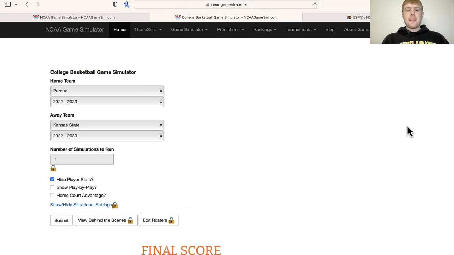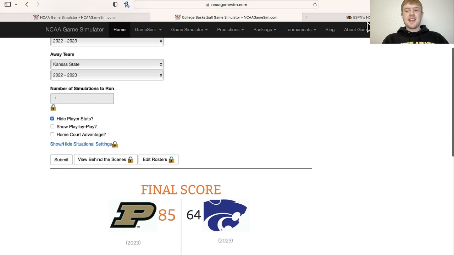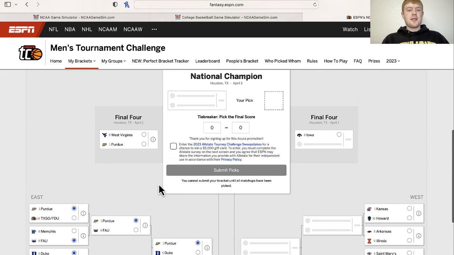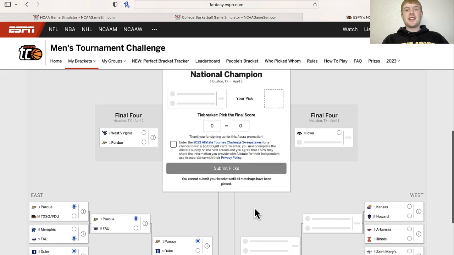Let's see who wins. And looks like Purdue is going to beat Kansas State to be the first 1 seed to move on to the Final Four. They're going to play West Virginia. Let's move on to the next region.